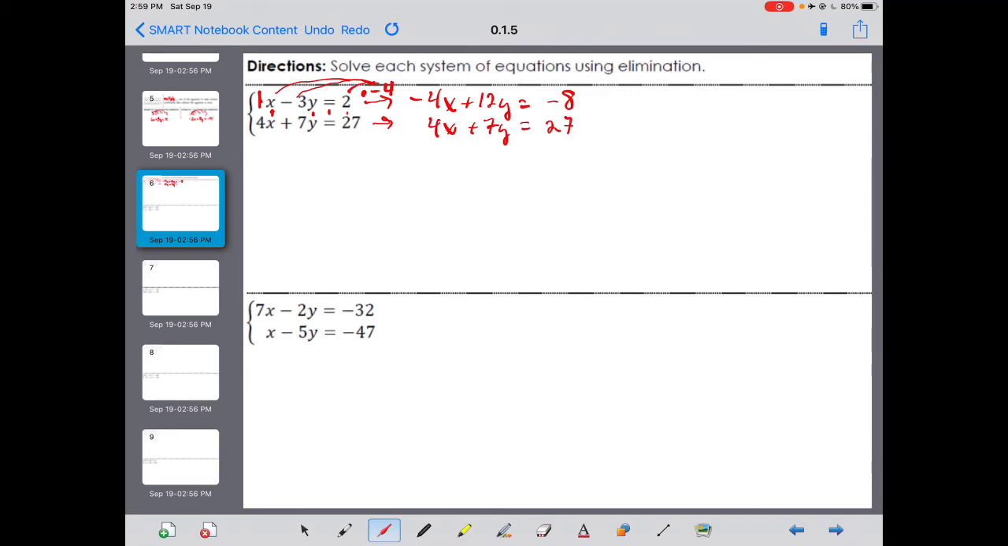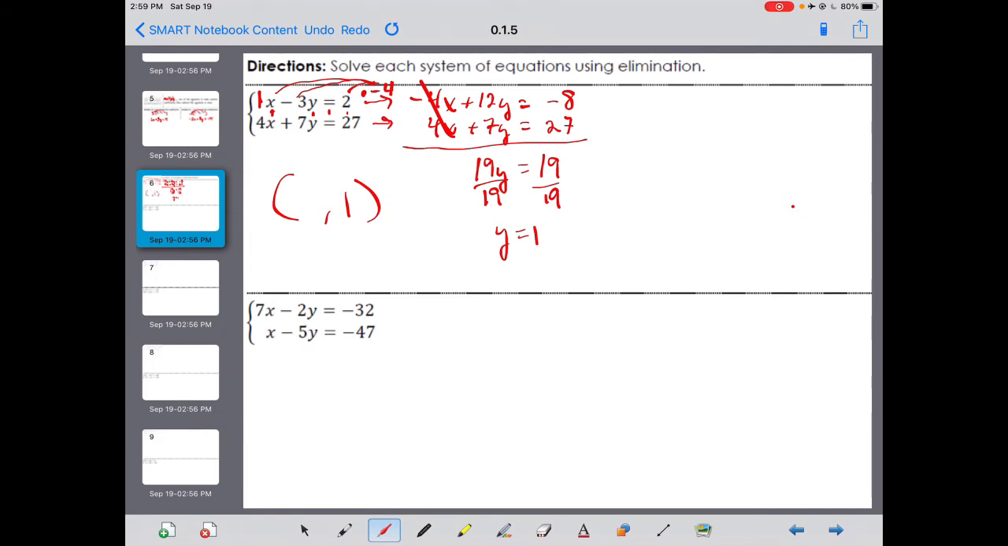4x plus 7y equals 27. What I've done by multiplying the top one by negative 4 is created a situation where I have the same coefficient with different signs. So when I combine downwards, negative 4x and 4x goes to 0. 12y and 7y makes 19y. And negative 8 and 27, let's see, if I go 7 down is 20, one more is 19. Then I can divide by 19, and y equals 1. So I know something comma 1.